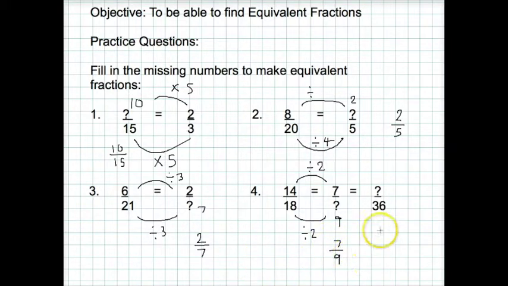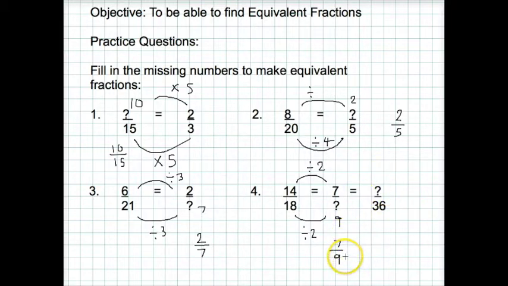Now, of course, I can work from this one here. I could say, what have I done to the 9 to get to 36? Well, I've timesed it by 4, so I'll have to times the 7 by 4 as well. Or, of course, I could just go back to the first one. So 18 to 36 would be times by 2. 14 times by 2 gives me 28.